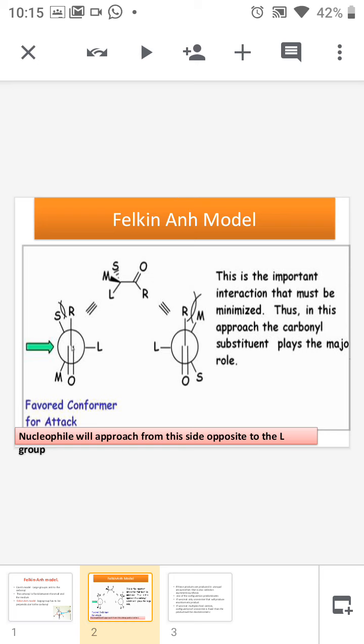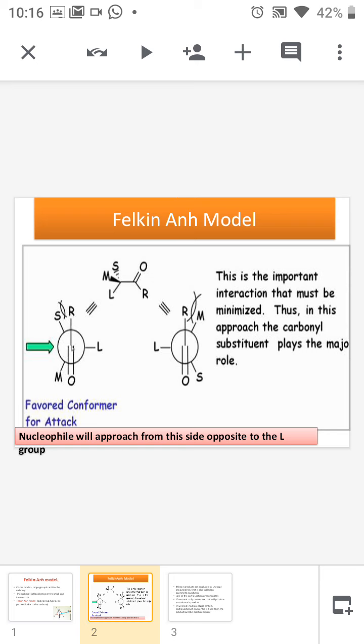But in the first Newman projection formula, that means the large group on our left hand side, the R group on the right hand side is just behind the small group. So we can avoid the steric hindrance here. So that is the most favorable Newman projection formula, or the configuration, for the nucleophilic attack. So the nucleophile almost attacks on the smallest group side.